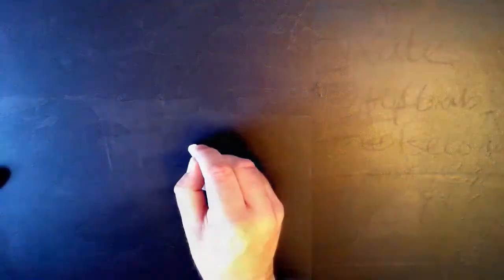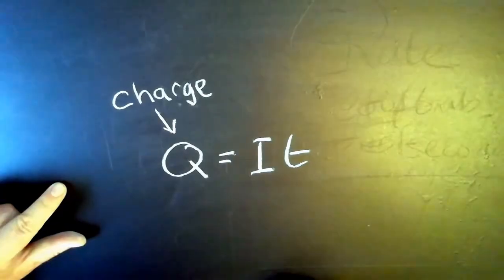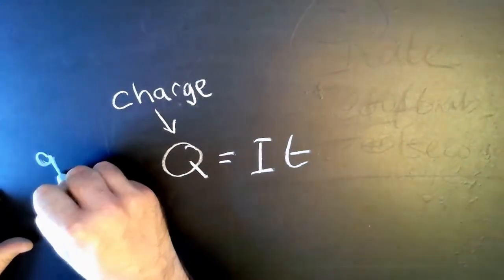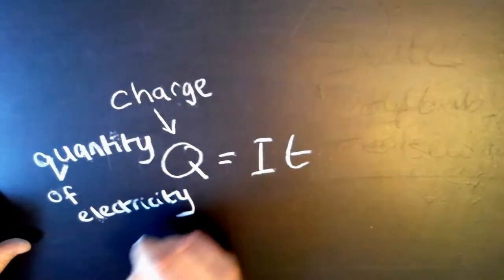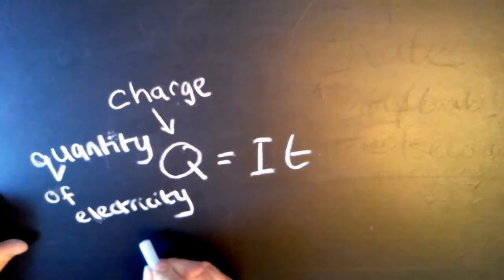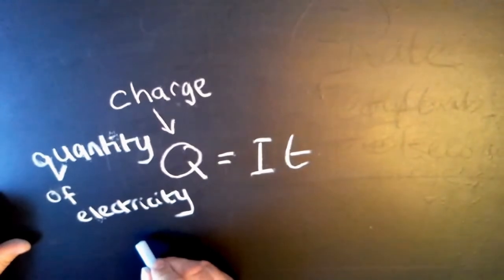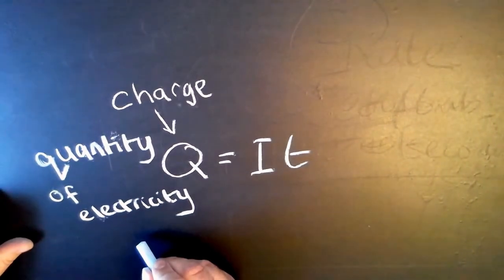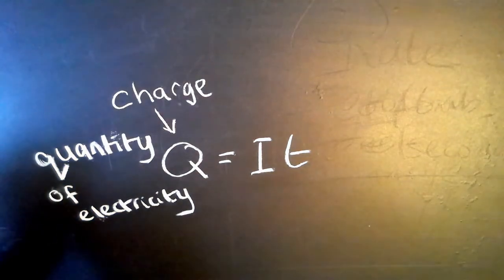Here's today's new equation. Q equals IT. Q represents charge. Why is it a Q and not a big C? Well, the Q comes from the original name for charge, which was quantity of electricity. If you think of it in this way, it makes perfect sense, because the amount of electricity that something could be perceived to hold, if something's got a lot of electricity, it might have a lot of charge associated with it. So that's where it comes from.